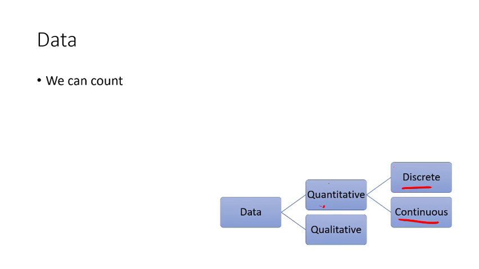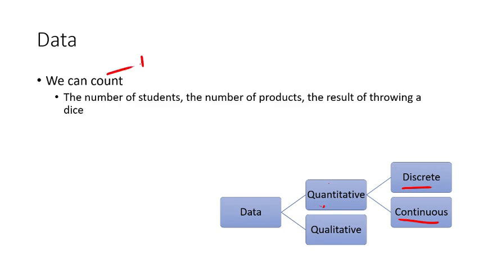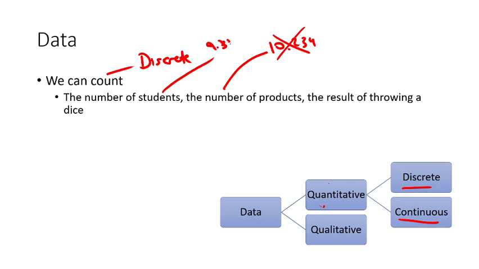Discrete means we can count. So this one is discrete. For example, what is the number of students? We can count and say 10. What is the number of products? The result of throwing a dice. These are all discrete, and you cannot say that the number of products is 10.234. You cannot say it. Or you cannot say that the number of students is 9.3567. You cannot say it.